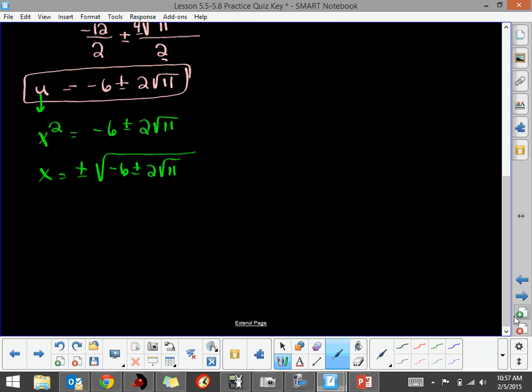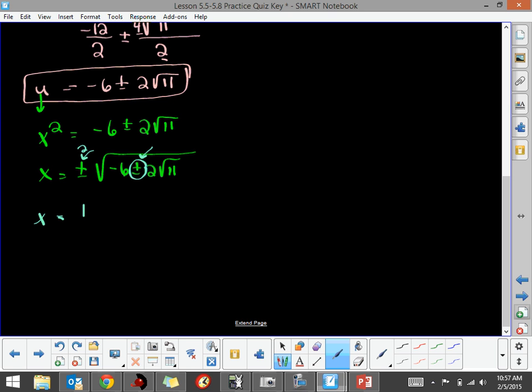So it says we have 2 answers sitting here. Remember, this is a 4th degree polynomial, which means it has to have 4 answers. There's a plus minus there, so there's 2 answers sitting out there, and there's a plus minus sitting in here, so that means we have 2 answers that can go along with each of those plus and minuses. So here's what we really are looking at.